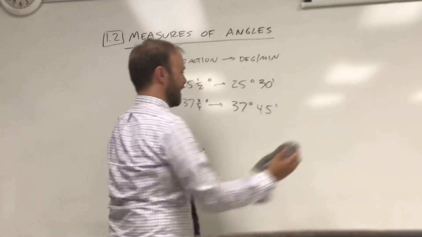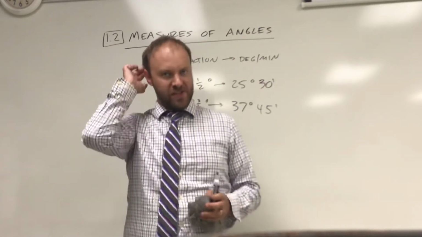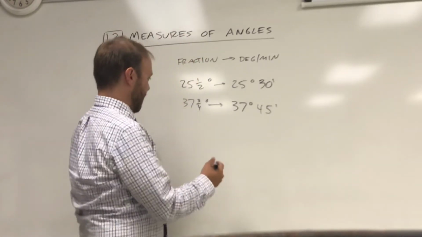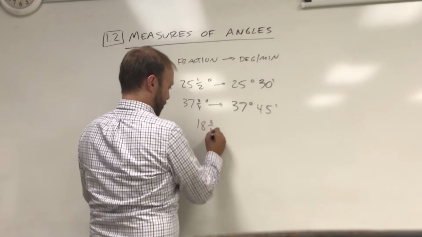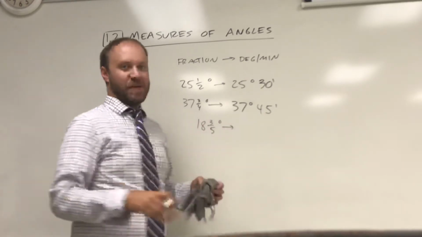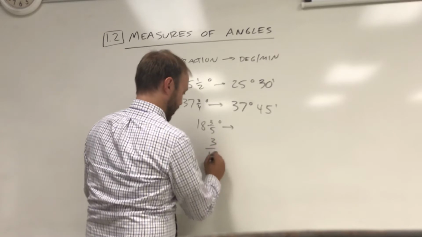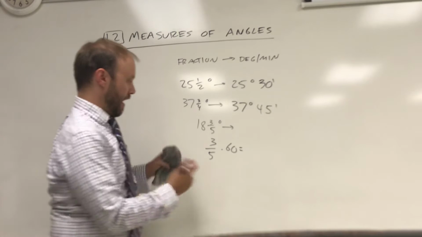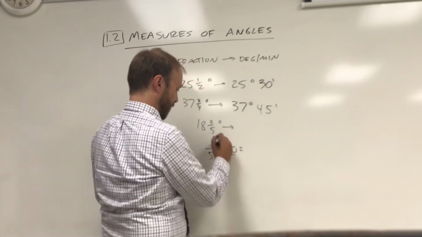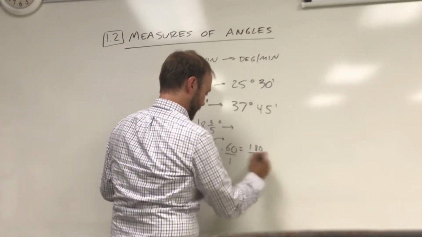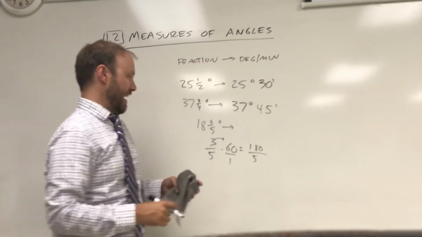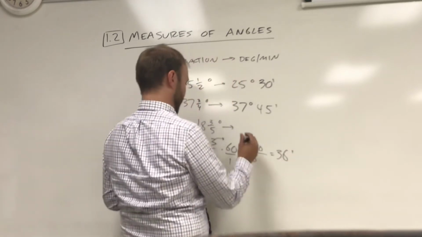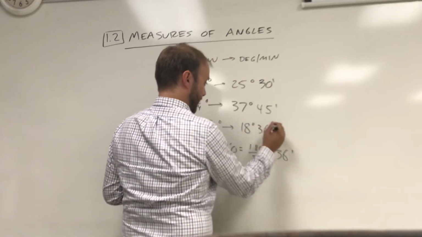So the reason I mention that, a lot of you may know what 3/4 of 60 is, you might know what half of 60 is. You might have something that's more complicated. You might have something like 18 and 3/5 degrees or something like that. The same setup. You're just taking 3/5 of 60. You're taking 3/5, you're multiplying it by 60. And again, you can really just write that over 1. 3 times 60 is 180. 5 times 1 is 5. Okay. If you divide that out, I believe you're going to end up with 36. Okay, 36 minutes. So it'll be 18 degrees, 36 minutes.